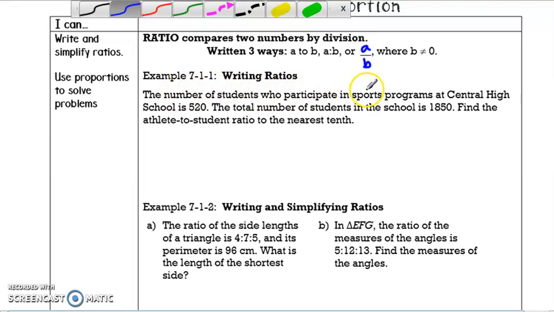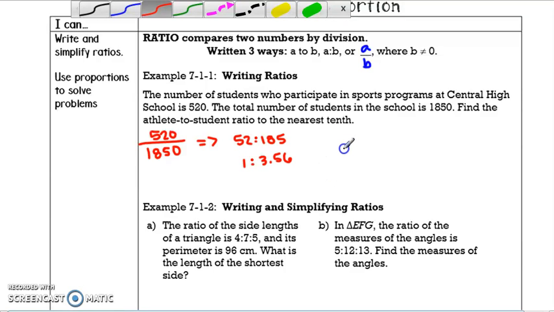The number of students who participate in sports programs at Central High School is 520. The total number of students in the school is 1,850. Find the athlete to student ratio to the nearest tenth. So we take our athletes to, so division, to students total, and then we can write it as, if we reduce it, 52 to 185, which we can then reduce to 1 to 3.56, or we can do 1 to 3.6 as the nearest tenth, so reducing it as we go.